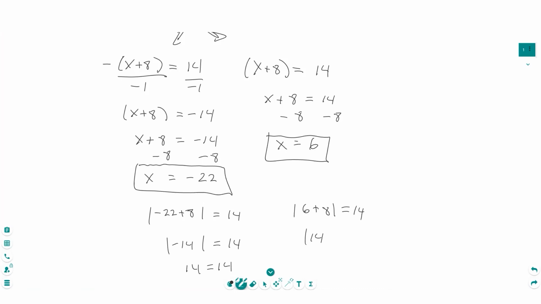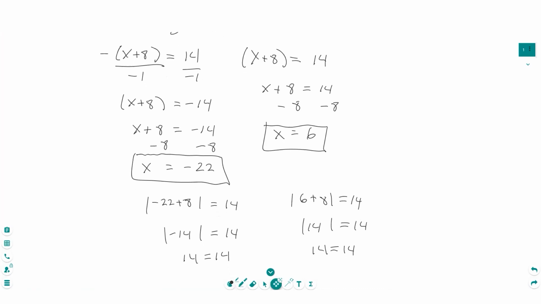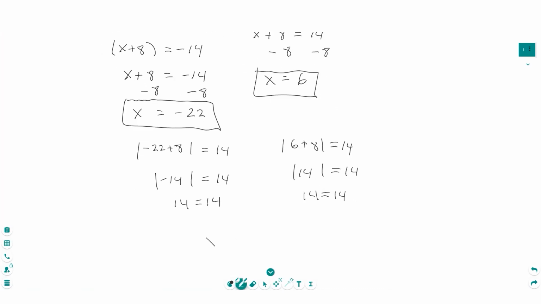For this problem, we say x is equal to, and we usually list the lowest number first. Negative numbers are lower. Think of the number line: negative numbers are to the left, positive numbers are to the right. So negative 22 and 6 are the answers, and those would be my final answers.